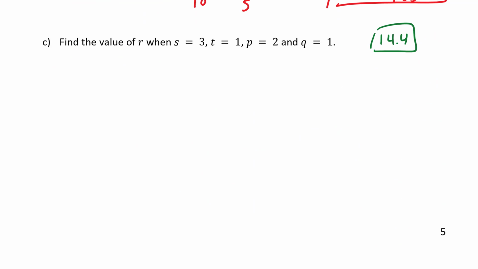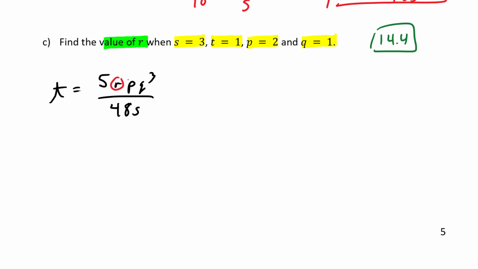Lastly, let's solve this. So I want to know what the value of R is if I tell you S, T, P, and Q. The formula I calculated earlier, T is equal to 5R P Q cubed over 48S. We want to solve for R. Let's rearrange it and solve for R first. So R remains here. I get R being equal to, the 48 comes up, 48 times T times S, and the 5, the P, and the Q come down.